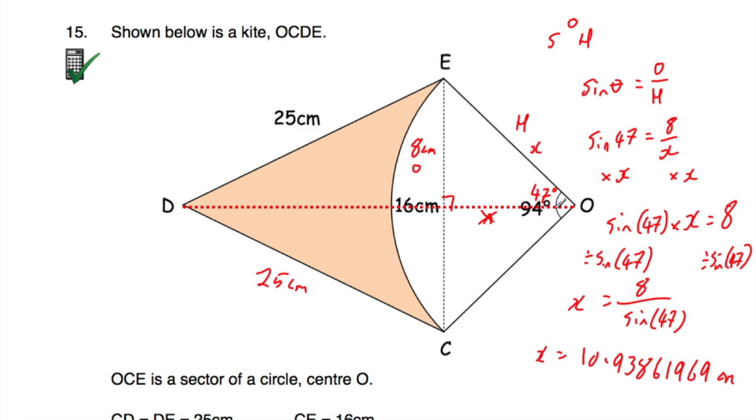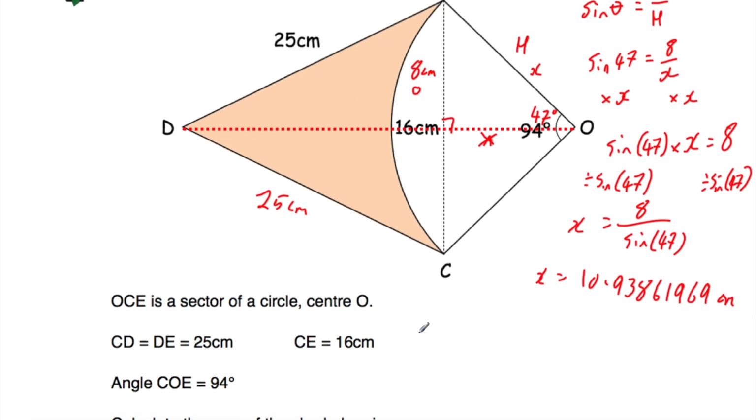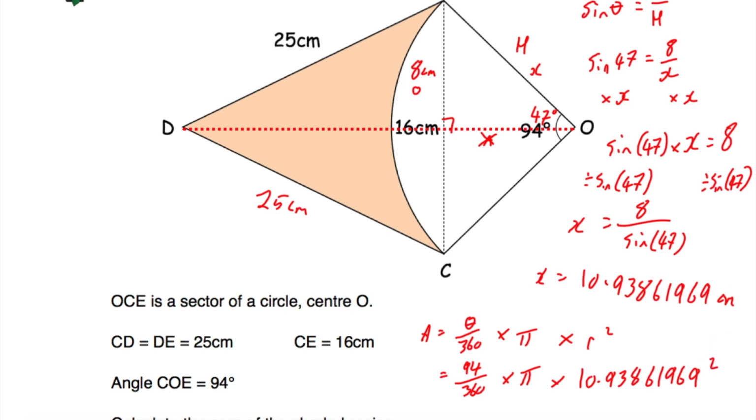So now we can work out the area of sector OCE. So because we know the angle and we know the radius of that whole circle. Okay, so the area of the sector, the area will be equal to theta over 360 multiplied by pi multiplied by the radius of the whole circle squared. So theta is equal to 94 divided by 360, multiplied by pi, multiplied by r, which is the radius of the whole circle. So that's going to be equal to OE, which is equal to 10.9386169 squared, the radius squared.